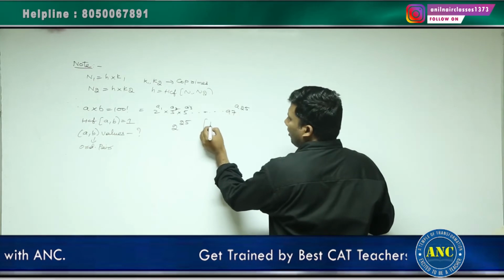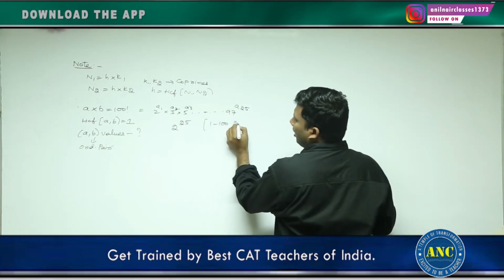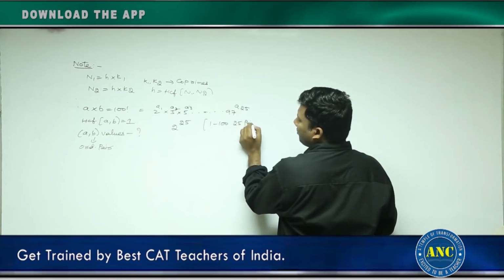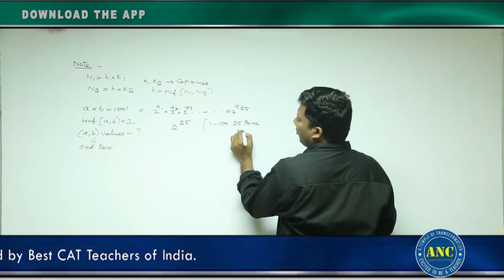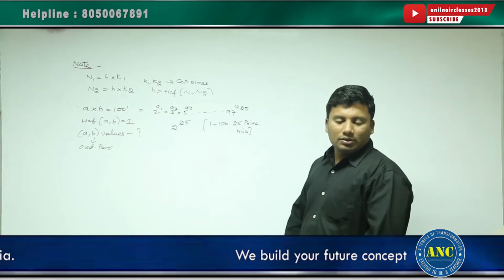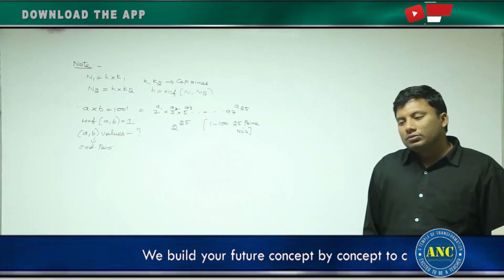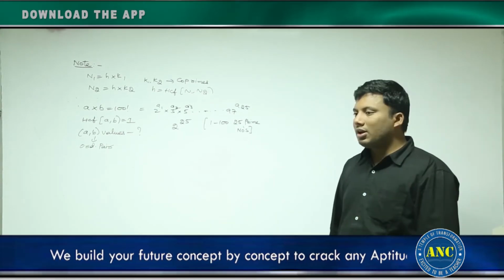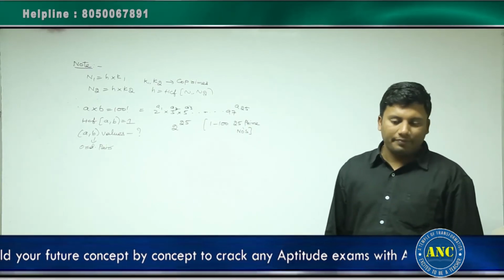Now, from 1 to 100, there are 25 prime numbers.